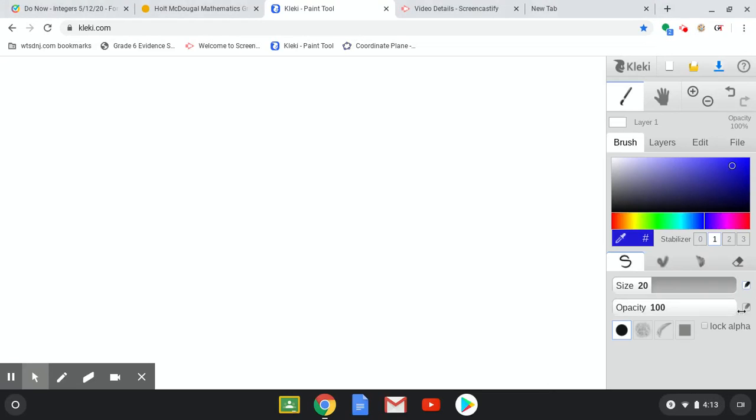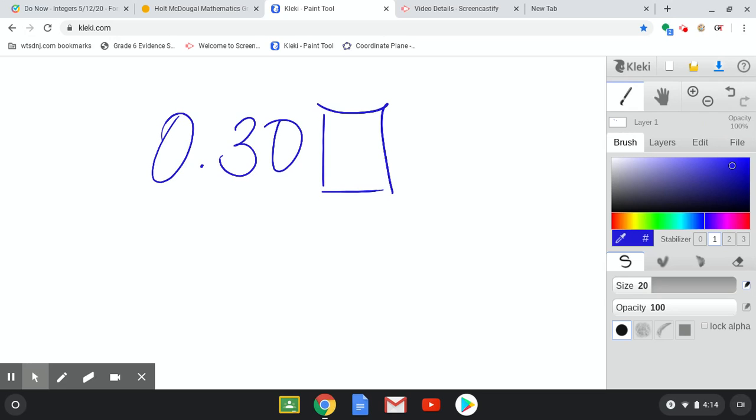I'm going to do a quick review on comparing decimals. So if I wanted to see which was less than, greater than, or equal to, we are going to practice comparing decimals. So if I had 0.30 or 30 hundredths, and I want to compare that to 0.03, I need to see whether 0.30 is less than, greater than, or equal to 0.03.